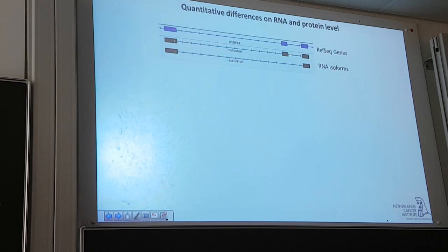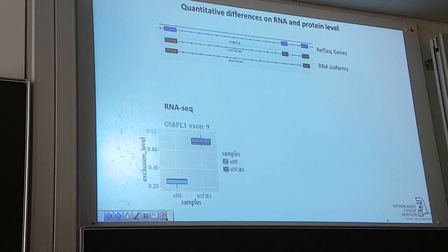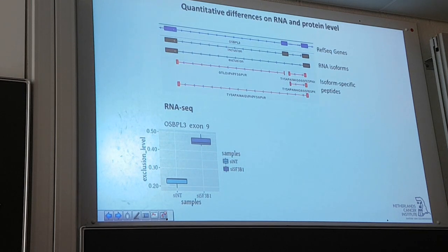And this is an example of our OSBPL3 transcript, where we have either inclusion of the exon or exclusion. This is a screenshot from the IGV genome browser. So basically blocks are exons and the line is intron, with the direction of how the transcript is transcribed. And these are just a reminder, the quantitative differences that we saw between the two conditions based on RNA-seq.